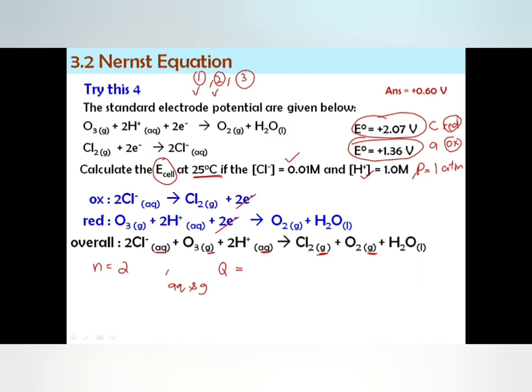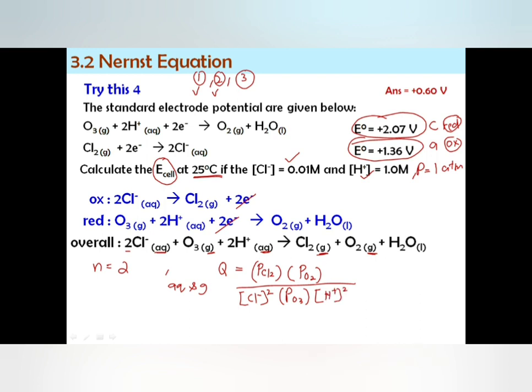So, product ada gas. So, gas tak boleh guna concentration tau. Gas adalah pressure. So, our Q is equals to pressure of Cl2 times pressure of O2. Okay, both tak ada kuasa sebab dia stoichiometry 1. Okay, divide with, okay, tengok, ini aqueous. Barulah boleh letak concentration of Cl minus. Okay, ada kuasa 2 because stoichiometry is 2 times, okay, this is gas, pressure of O3 times, okay, aqueous, concentration of H plus, power of 2.